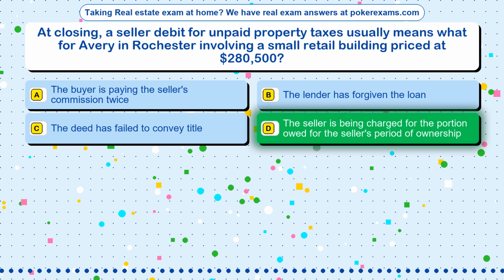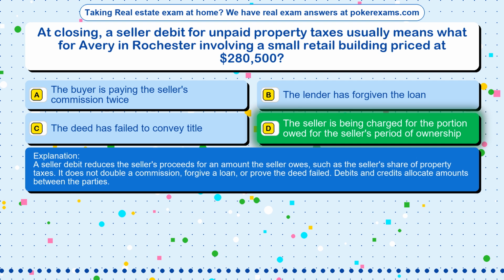The correct answer is option D. The seller is being charged for the portion owed for the seller's period of ownership. A seller debit reduces the seller's proceeds for an amount the seller owes, such as the seller's share of property taxes. It does not double a commission, forgive a loan, or prove the deed failed. Debits and credits allocate amounts between the parties.